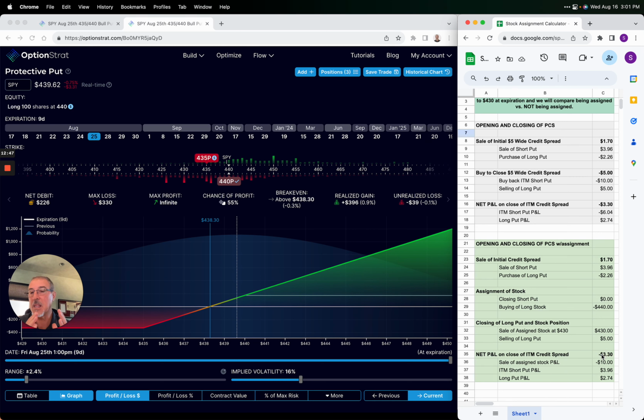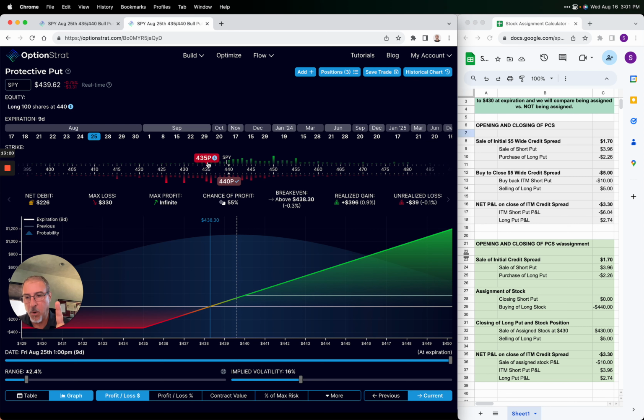I know that was a lot of math tossed at you here, but I think it's really important that people understand what happens in the assignment process. And the biggest takeaway that people need to recognize is that when you get assigned these shares, so long as this long put is still in place, your position is exactly the same as it was when you had a 440 short put and the 435 long put.